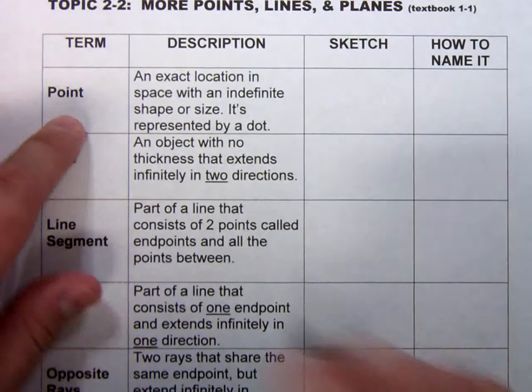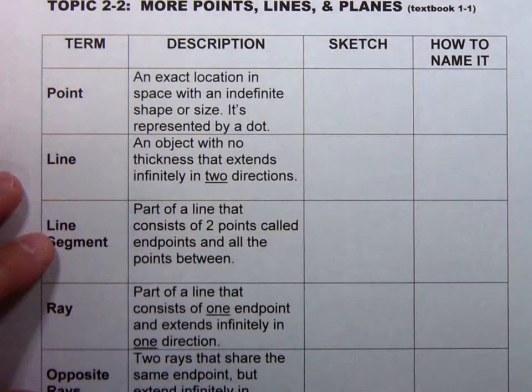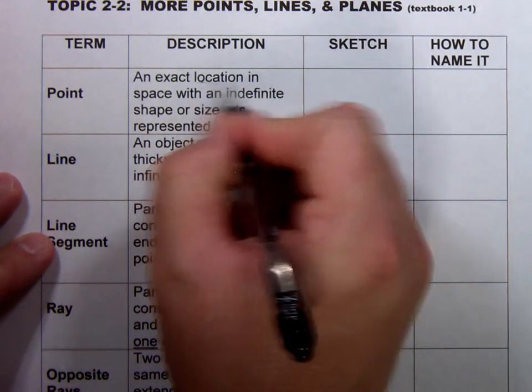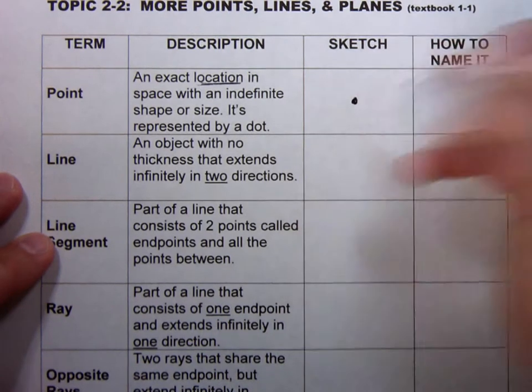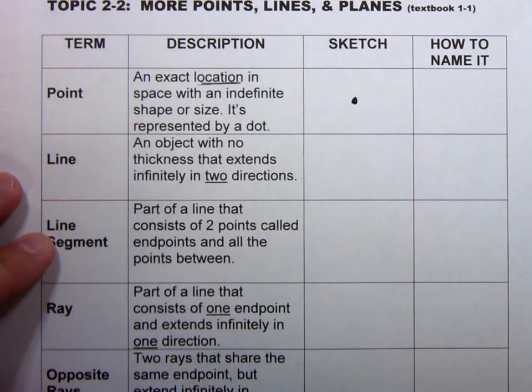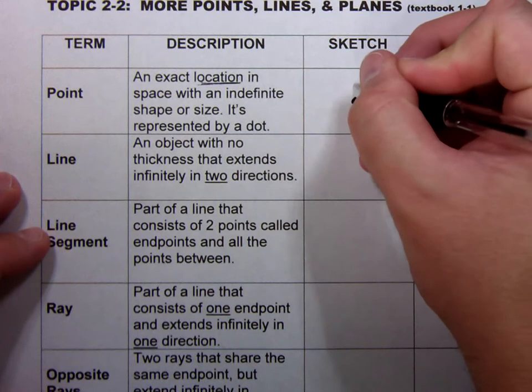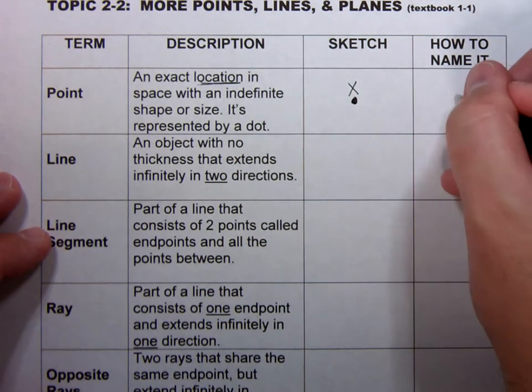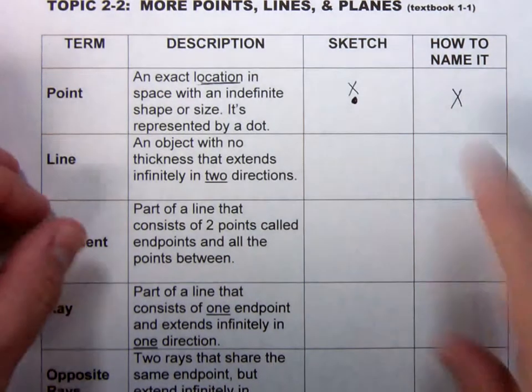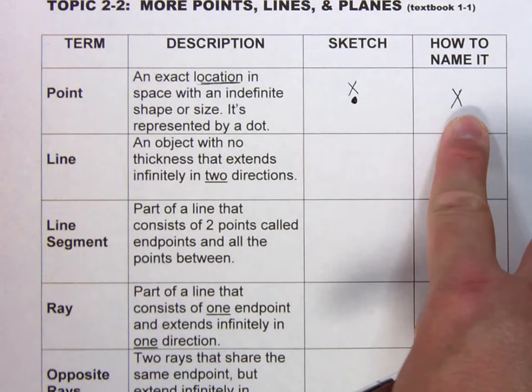A point is an exact location in space with an indefinite size or shape that's represented by a dot. Again, a point gives you a location. It does not have any size or dimension to it at all, and it could be named by a capital letter. So how do you name it? You just name it with a capital letter. So if they say X, that's point X.